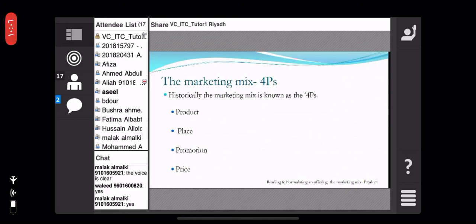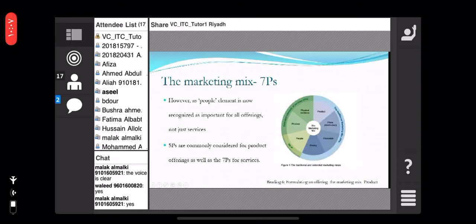The marketing mix, the 4 P's, or marketing integration. Historically, the marketing mix is known as the 4 P's. That includes product, place, promotion, and price. So we call it the marketing mix, the 4 P's. Without these 4 P's, the company or organization cannot stand. Every organization needs these 4 P's. The next slides will come in deeper detail.